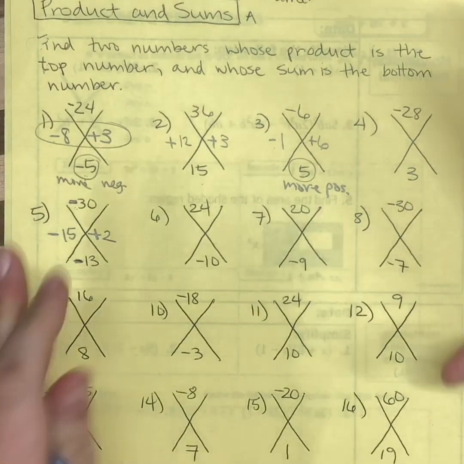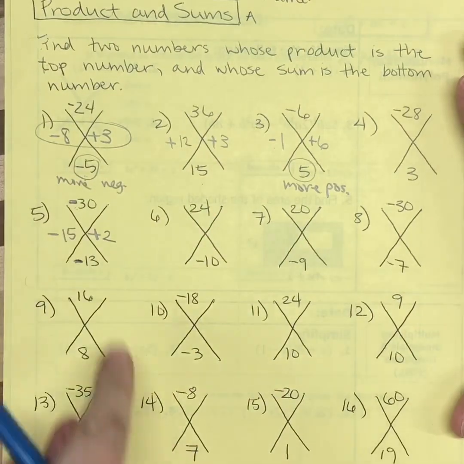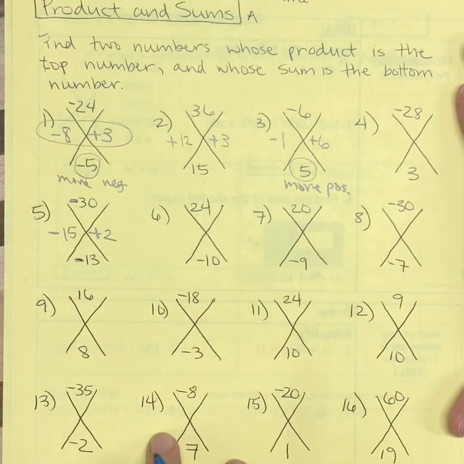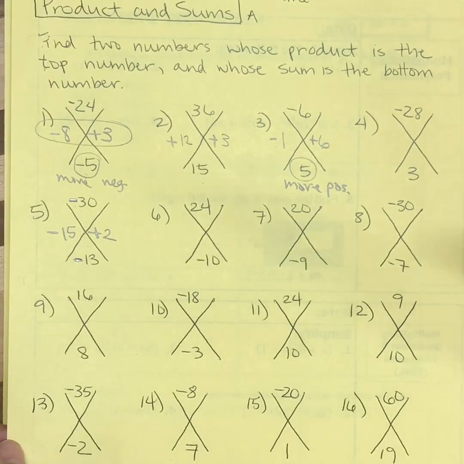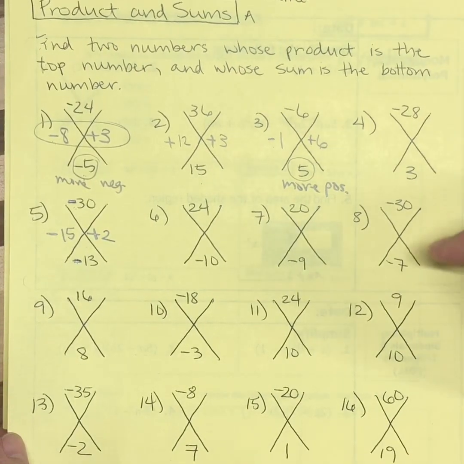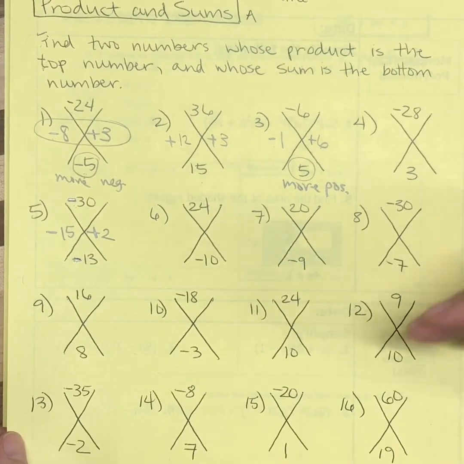Now, you can pause and do some more practice with this if this is still difficult for you, and that's okay. But this is the sheet we did, I think it was a couple weeks before, on practicing our positives and negatives, our products and sums.